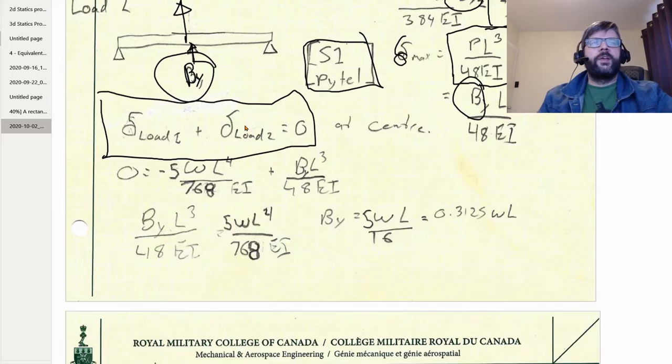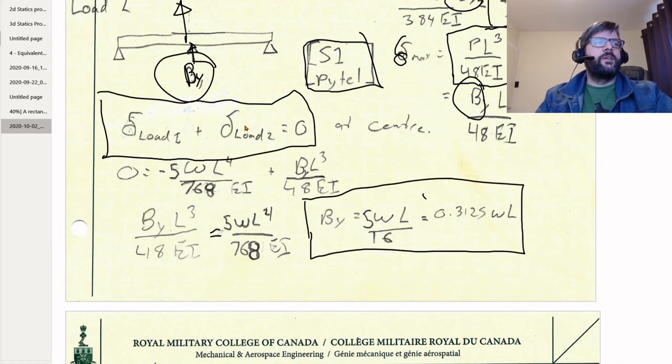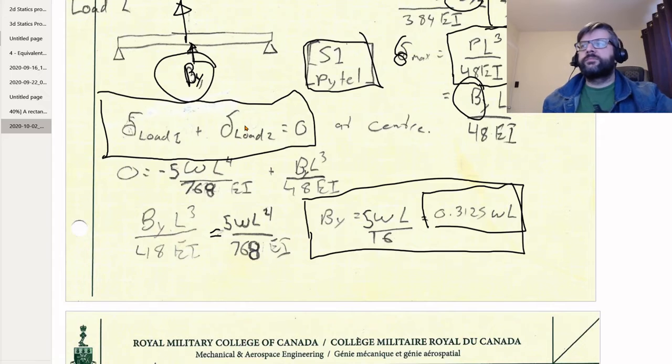So adding those two together, negative 5W L to the 4th divided by 768 EI plus BY times L cubed divided by 48 EI equals 0, which means that we can solve for BY as 5/16 WL, or 0.3125 WL.